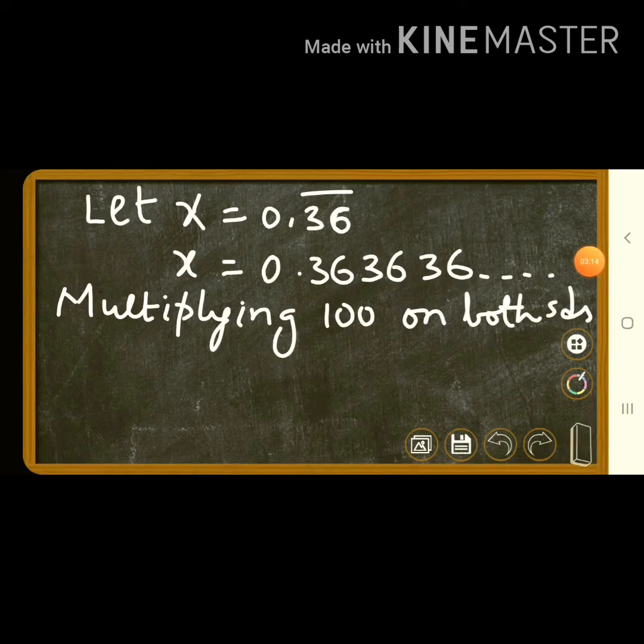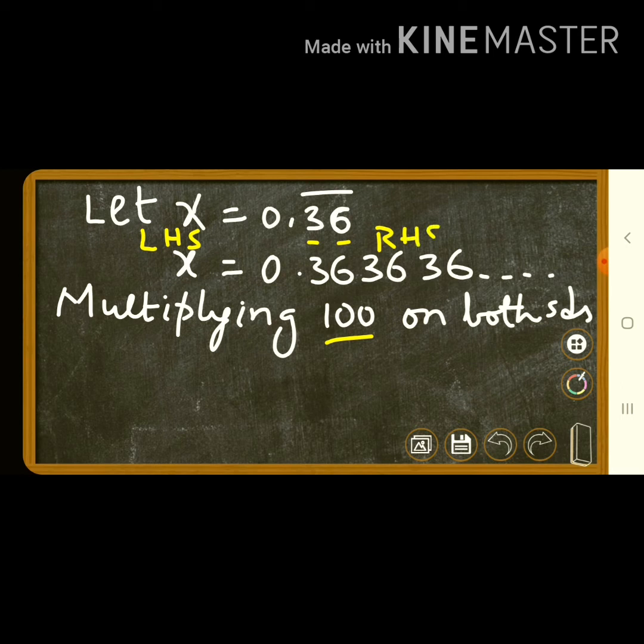Multiplying 100 on both sides. In the last question we multiplied with 10 on both sides of the equation. Here we are multiplying with 100. Why 100? Because see the question. The earlier question was 0.5 bar, so there was one digit under the bar. Now there are two digits, 3 and 6. Therefore, we must multiply with 100. Here, this is LHS and this is RHS, left hand side and right hand side of the equation.